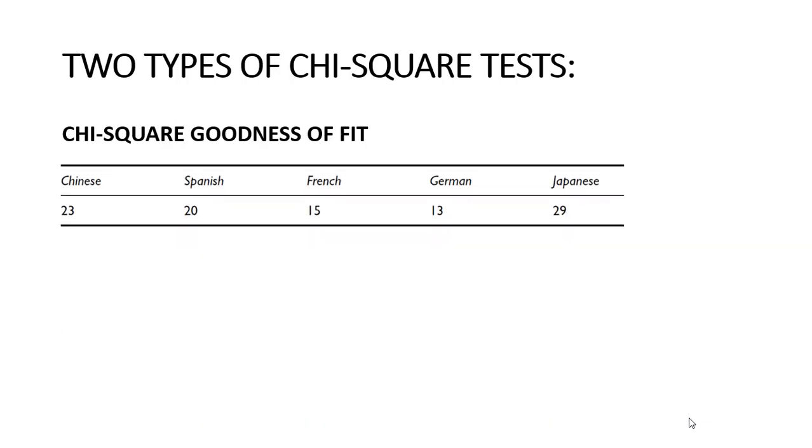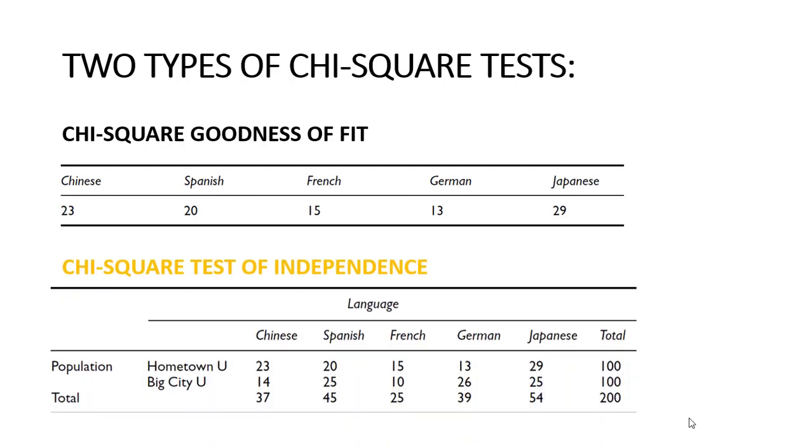Now we are ready to discuss the chi-square test of independence. In the introduction, we mentioned that we have two types of chi-square tests. We had the chi-square goodness of fit. Now in that case, we had one university with 5 different languages, and we were trying to determine whether the languages were evenly distributed. Now in the chi-square test of independence, we are going to have the same 5 languages, and we're going to have 2 universities now, Hometown University and Big City University, and we're going to try to determine whether the 2 variables are actually independent or not. That's why this is called the chi-square test of independence.